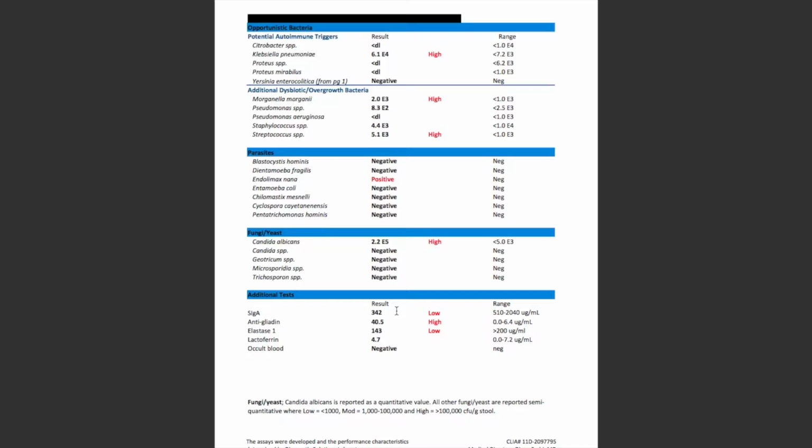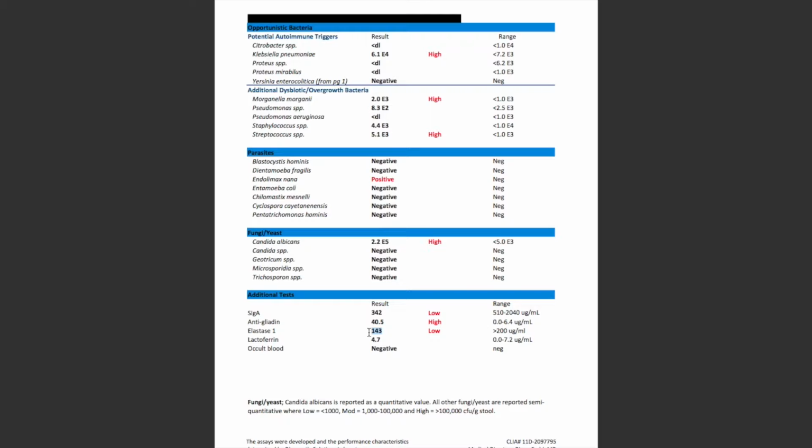Decreased immune function down here with the SIgA. Anti-gliadin is kind of a measurement of antibodies that are being created against a peptide in gluten. So it's essentially an autoimmune response to gluten. And that can damage a lot more than the gluten. It can actually damage your GI tract and drive inflammation, activate the parasites, and create more activity there. Then we see, another big one is a low elastase.